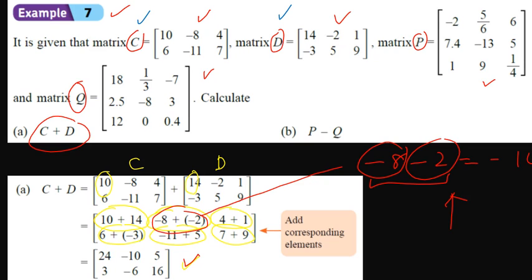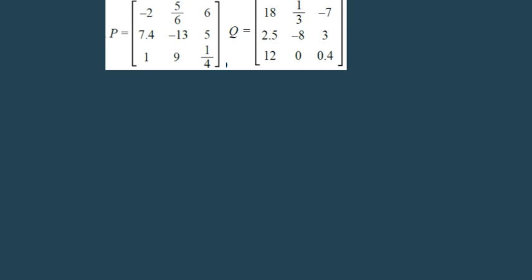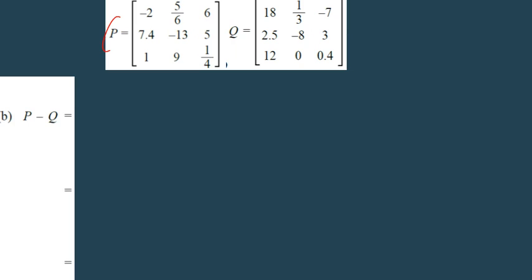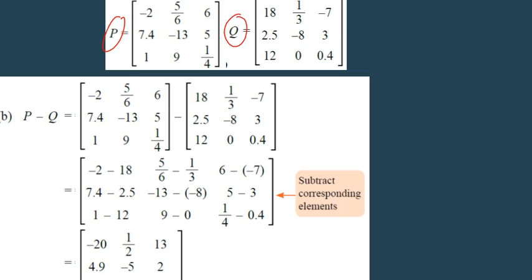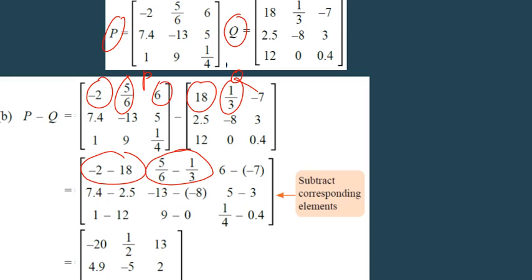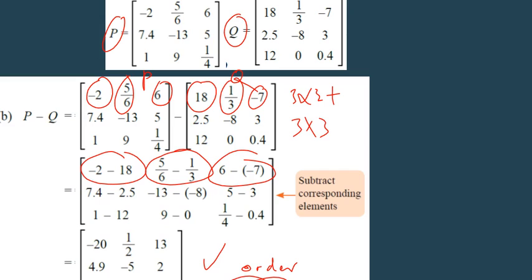Okay, next for P minus Q. For P minus Q, also the same. You write your P and your Q, then you minus the corresponding elements. And finally, you subtract everything, then you get this one. Yeah, the same order. This is 3 by 3, and then this matrix also 3 by 3. You plus with a 3 by 3 matrix, you'll get a 3 by 3 matrix.